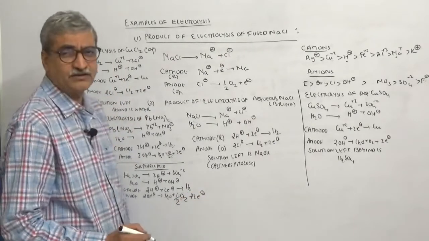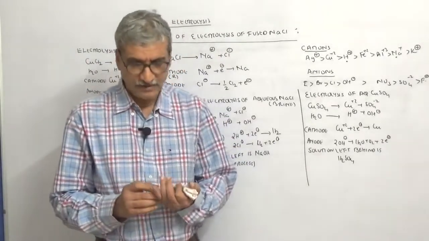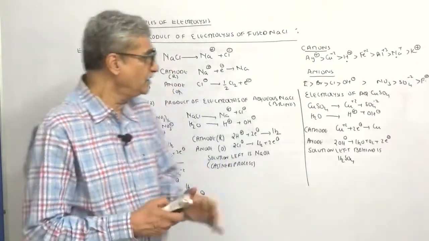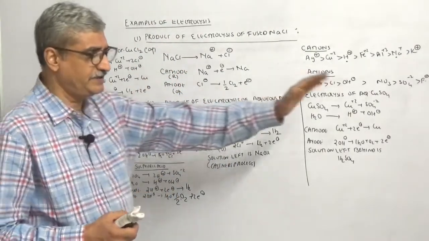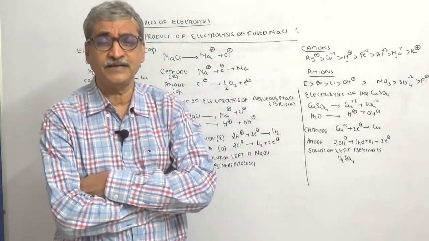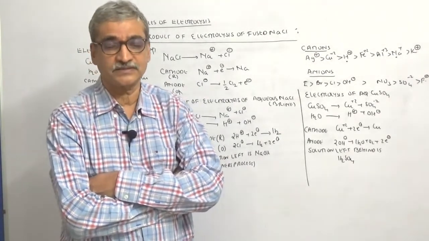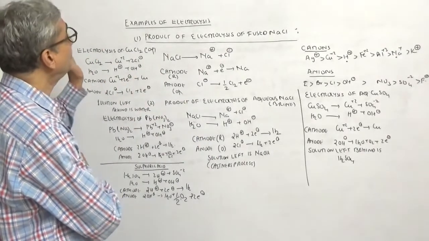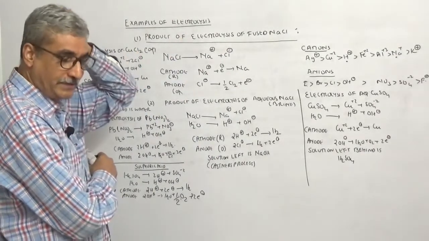So the product of electrolysis is hydrogen at the cathode and oxygen at the anode. These are the questions which have been put as MCQ. What is the product of electrolysis? What is the solution remaining behind? And so on and so forth. Is this clear? So this was about electrolysis.